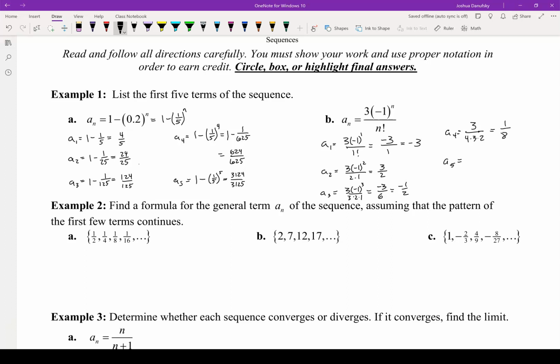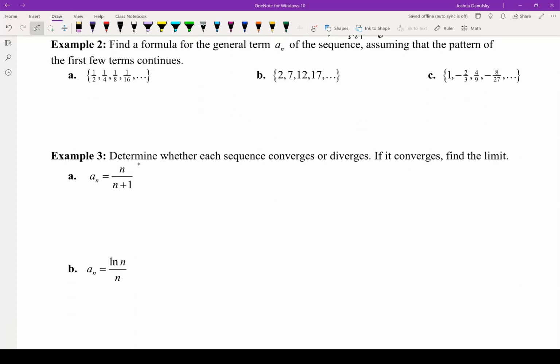A sub 5, this time the numerator will be negative, so we have negative 3, and on the bottom we have 5 times 4 times 3 times 2 times 1. The 3's cancel, we get a negative 1 on top, and on the bottom we have 40.